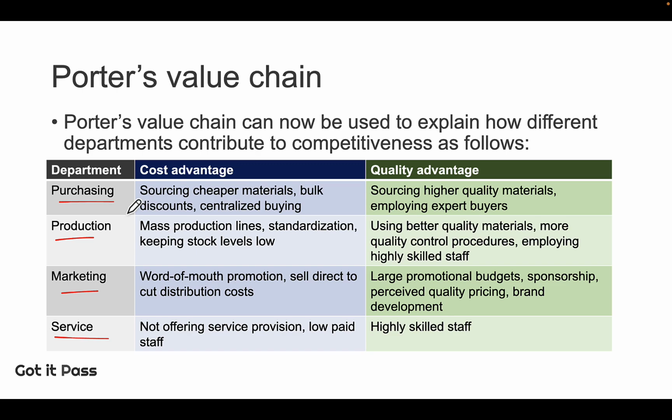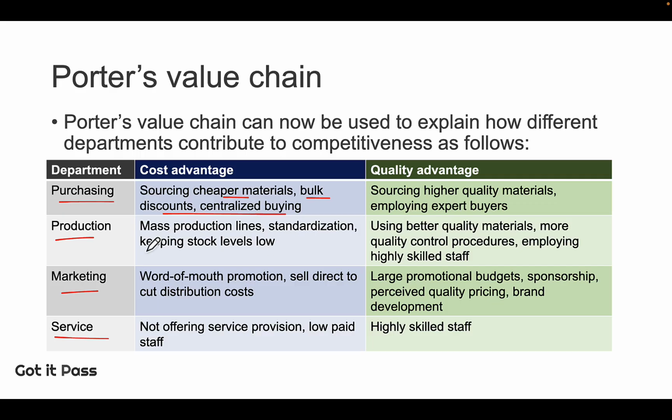Say in cost advantage, in purchasing, it can help to source cheaper materials, or with bulk discounts, centralized buying. So in other words, it's about the function, about the firm structure as well, because when the purchasing department is the central department, it can give you the cost advantage as listed here. And also the purchasing department's function should ensure the quality. If we have good people in the purchasing team, it can source higher quality materials at a lower price, and it can also employ expert buyers to help the company.